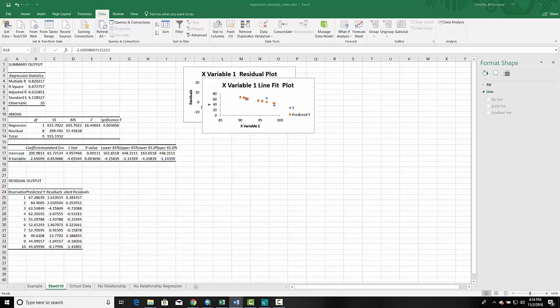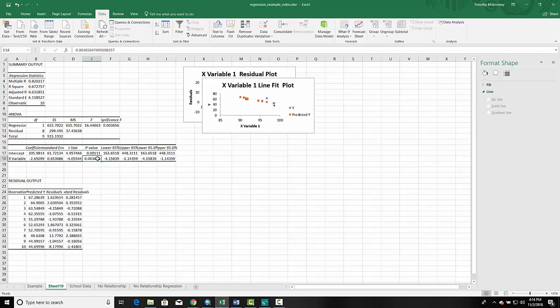Now, the things that are important to me here: I've got the r-squared, adjusted r-squared. Basically, the adjusted r-squared adjusts for the number of predictors in this model. In this particular case, there's only one predictor, so we can just leave it at this r-squared. The other thing that's important to me is this p-value right here and this significance value.